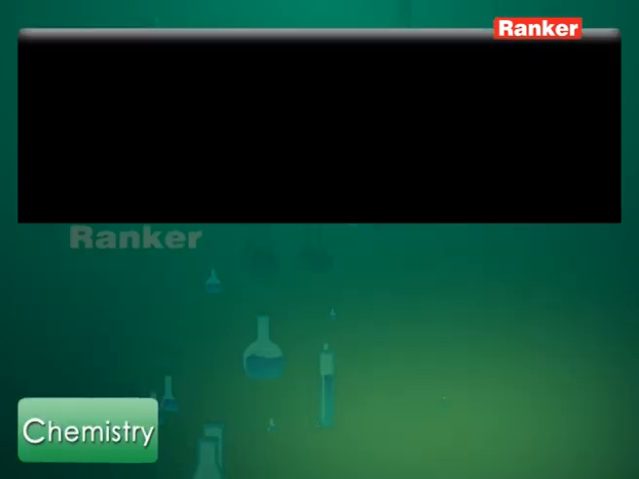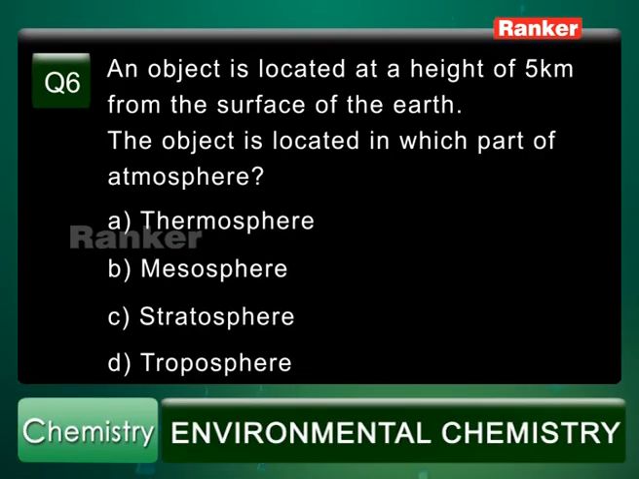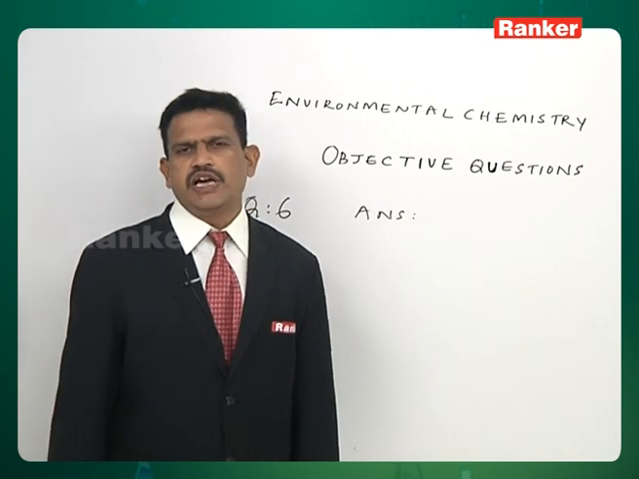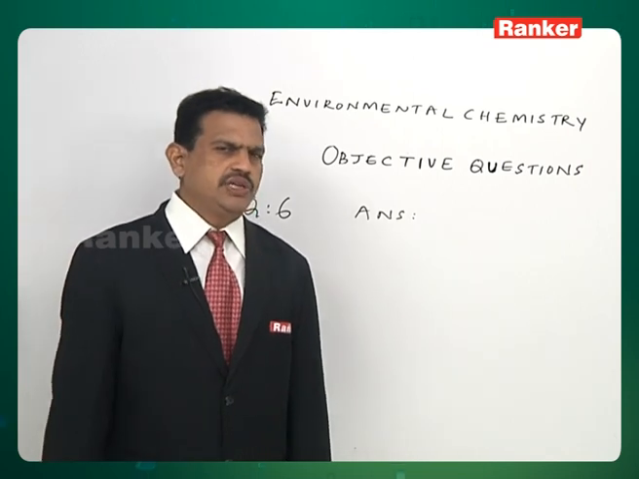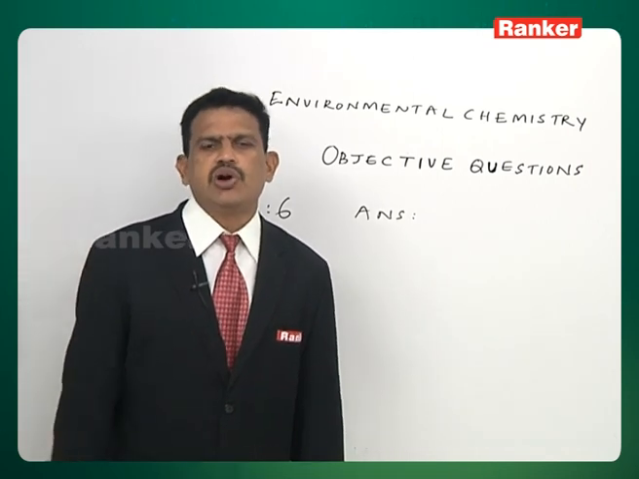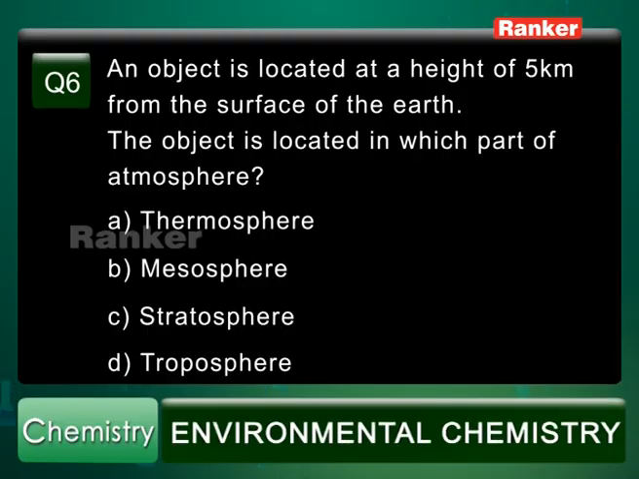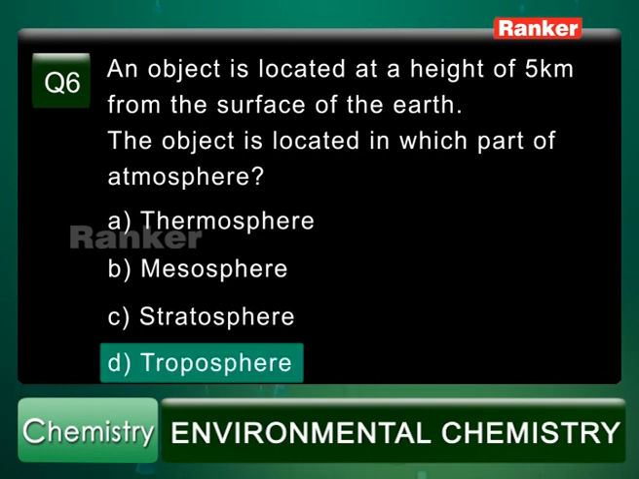Question 6. An object is located at a height of 5 kilometers from the surface of the earth. The object is located in which part of the atmosphere? Is it in the thermosphere, option A; option B mesosphere; option C stratosphere; option D troposphere. Just now I have told that the 0 to 10 kilometers region in the atmosphere is called the troposphere. So it is option D. So we can go for option D for this question.